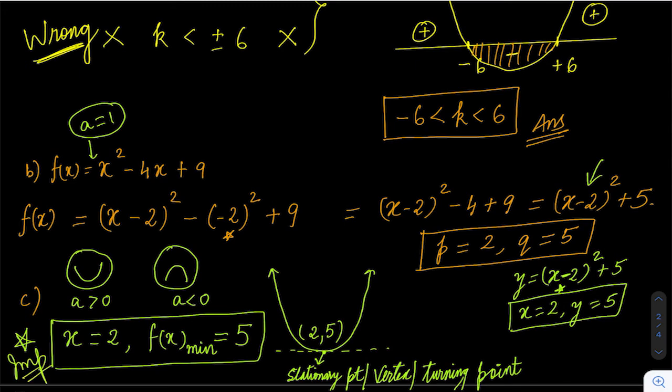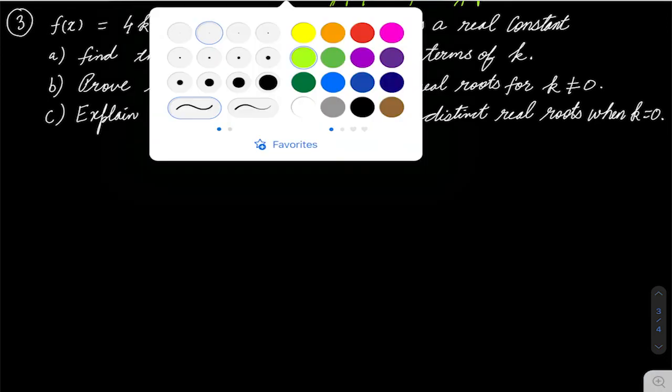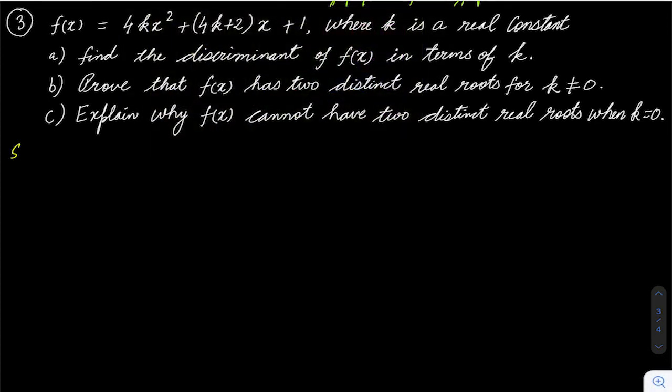Okay, let's try the last question. So this is my third exam style question. f(x) is equal to some quadratic where k is a constant. Find the discriminant of f(x) in terms of k. So let's first find the discriminant. So discriminant is nothing but b squared minus 4ac. Now be careful, always see, one side should be 0, right? So this is my f(x).